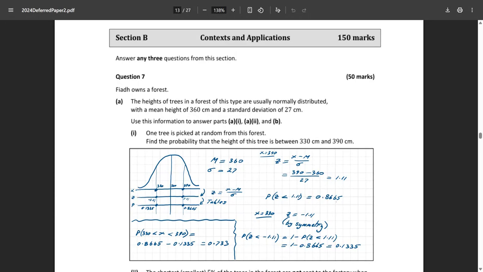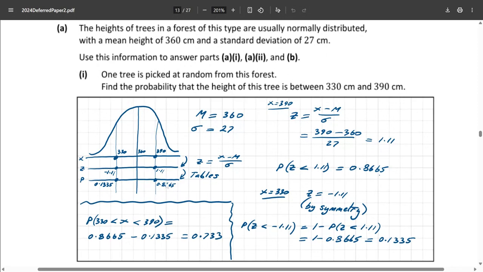Now, a quick tip about these questions in the exam. I like to think that this sketch makes things easier. So I draw a quick sketch of a bell curve and I draw 3 lines, which I call the X line, the Z line and the P line. And the X line, you put the actual heights of the trees on that line. So the mean is in the middle.